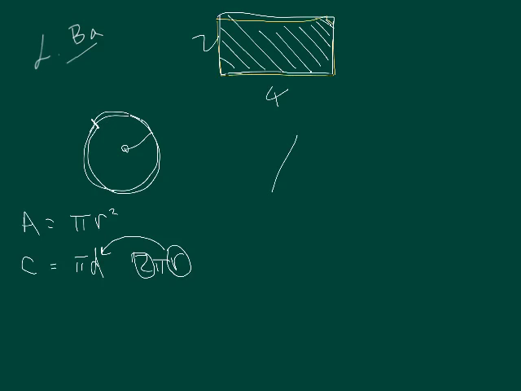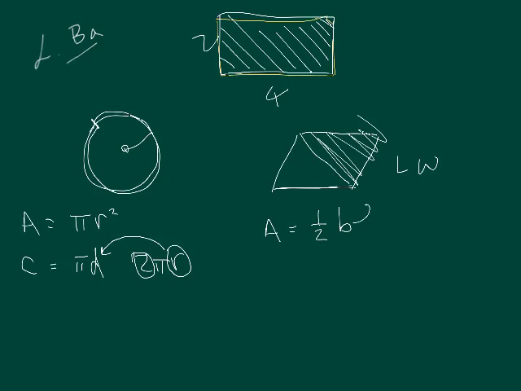Now if we've got a triangle, two triangles would make up a quadrilateral, whose area would be length times width. Well, in this one we only have half of a quadrilateral, so we have 1/2 the base times the height.